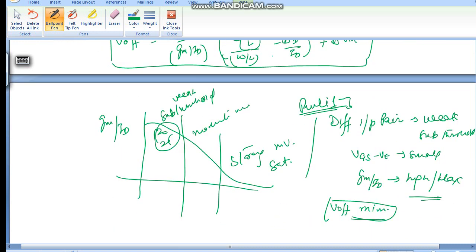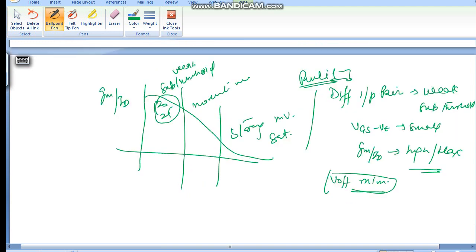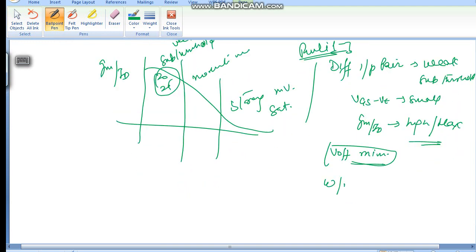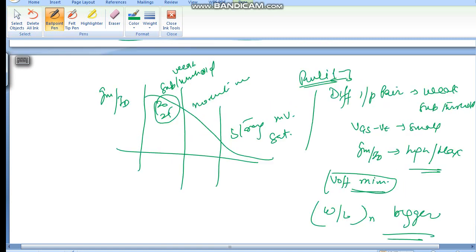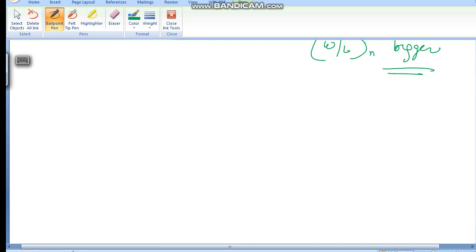This is possible if you are making W by L of the NMOS bigger. Then only VGS minus VT is less and GM by ID will be higher, because this pair is in the subthreshold region. Now this is one thing.